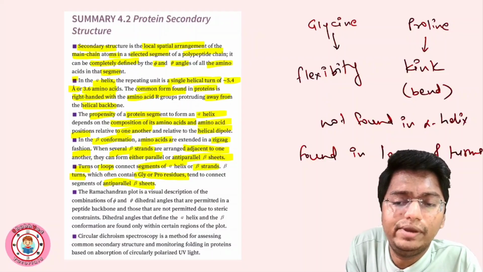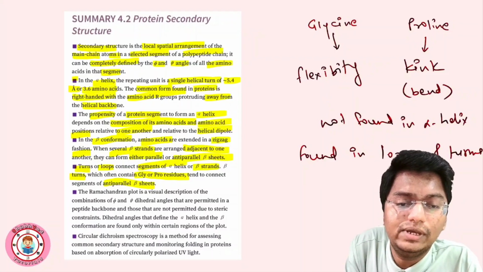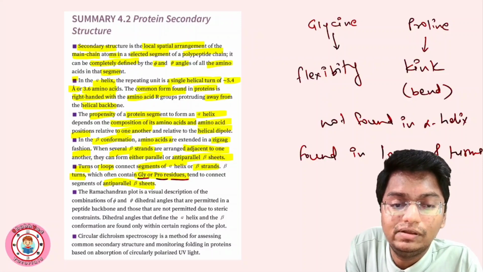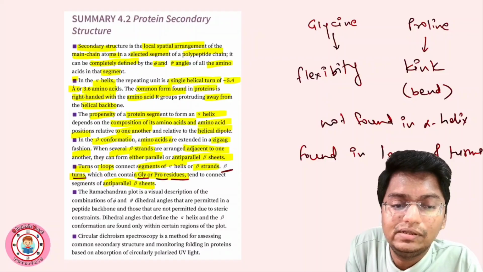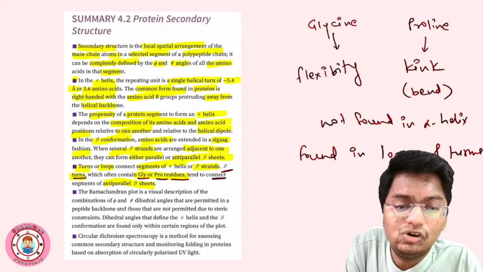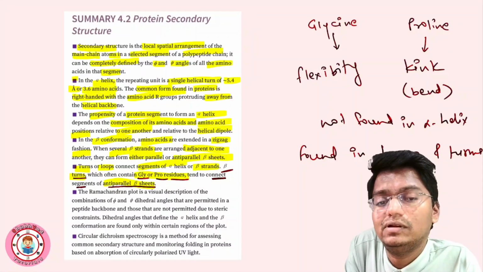The point we just read: see here, glycine and proline residues are present in beta turns, and this connects segments of anti-parallel beta sheets. Very important.